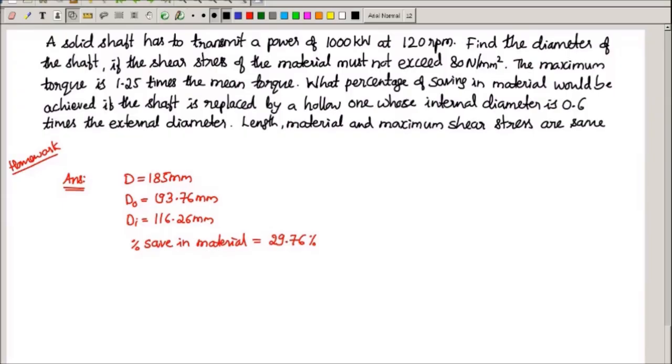So this you try to solve and you should get these answers. I have given the answers also.